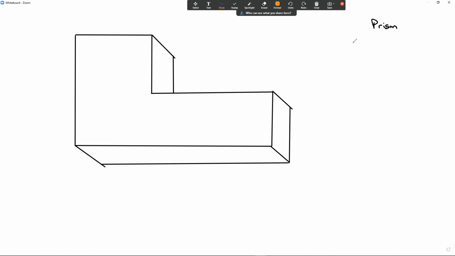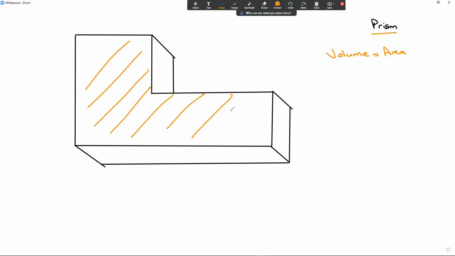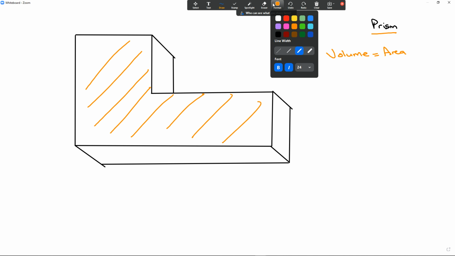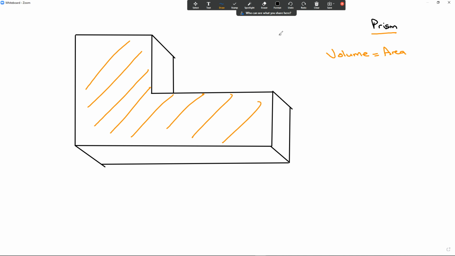But once we want to calculate the volume, it is always given by whatever area you have on top, which is known as your cross-sectional area. It's the area that, if you slice this all the way through, like this way here, you'll have L's all the way. So that's your cross-sectional area, which is that L shape over there.